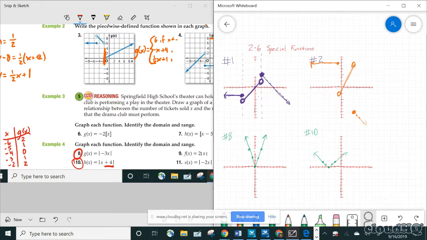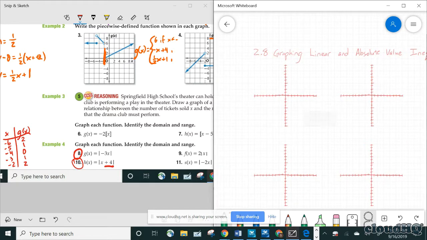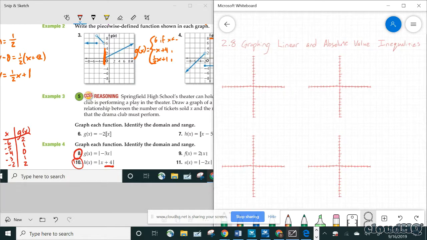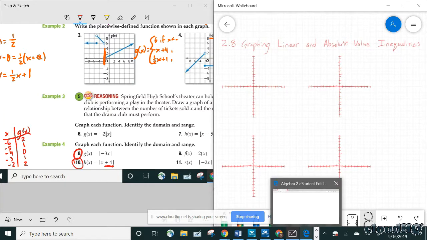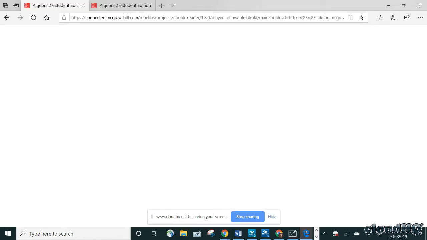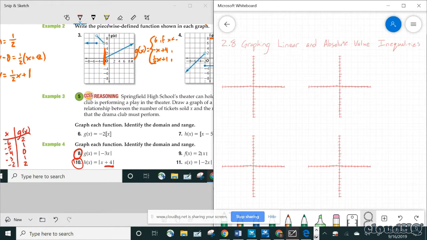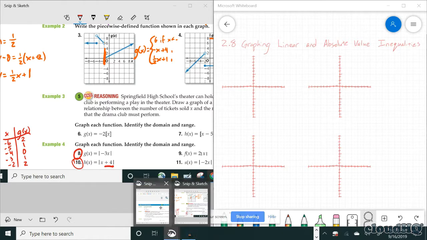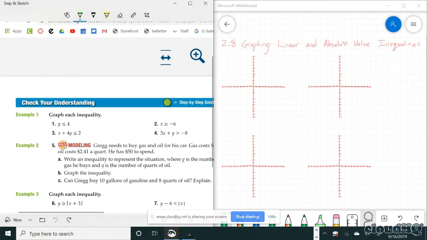All right, so that covers piecewise functions and special functions. And now we're going to take a look also at section 2.8 because it deals with graphing. Let me pull up the other page. Sorry, not that one. I want to go to this one right here. Okay, so here's some examples that we're going to take a look at for 2.8. So inequalities.